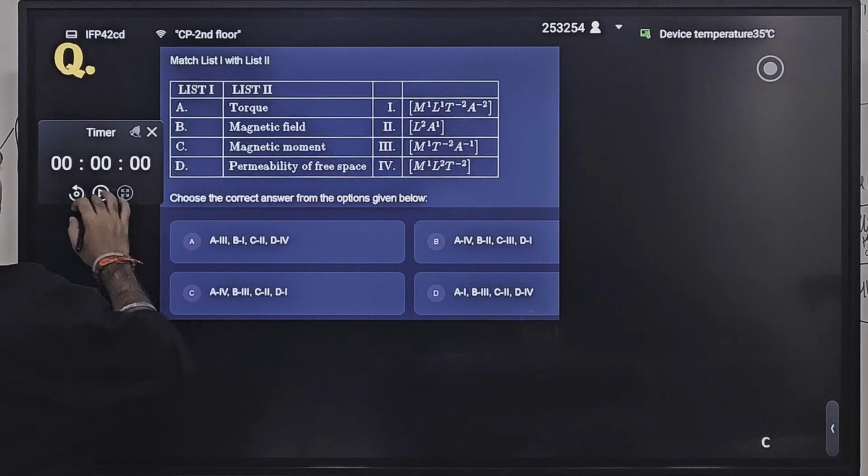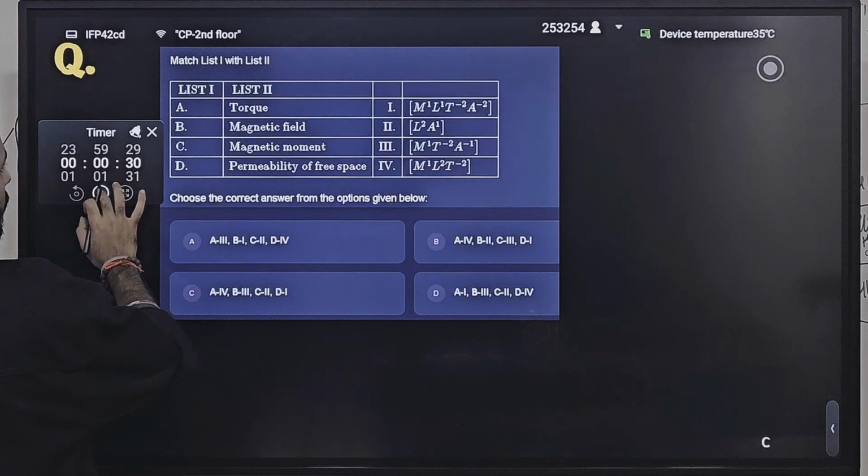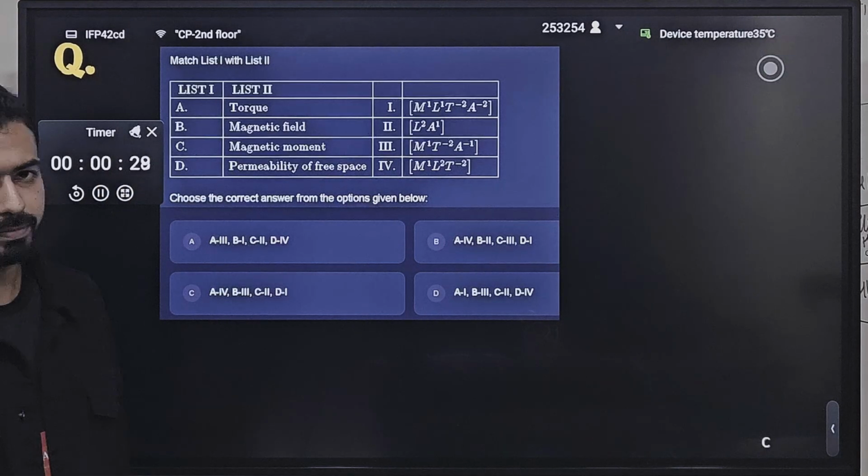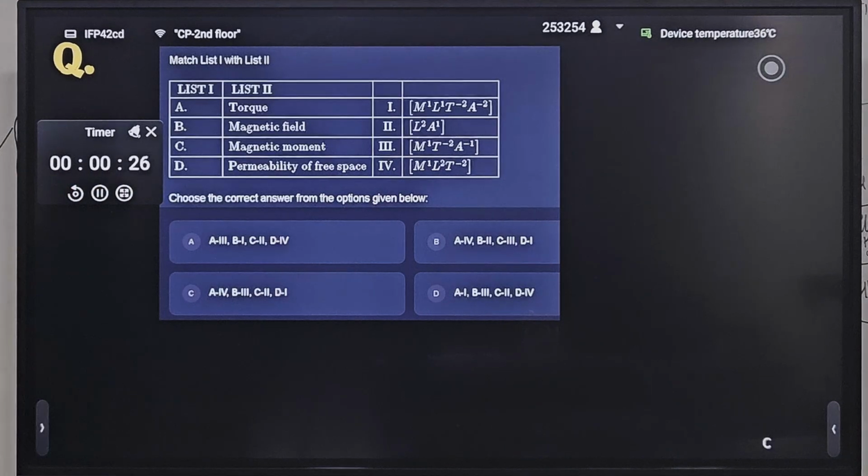This question. Again, 30 seconds is more than sufficient time if you are solving this smartly.